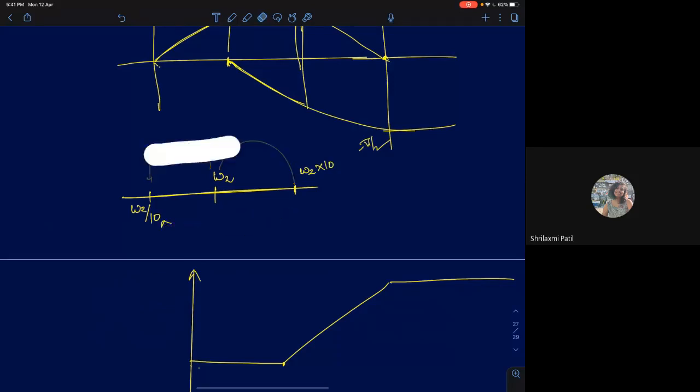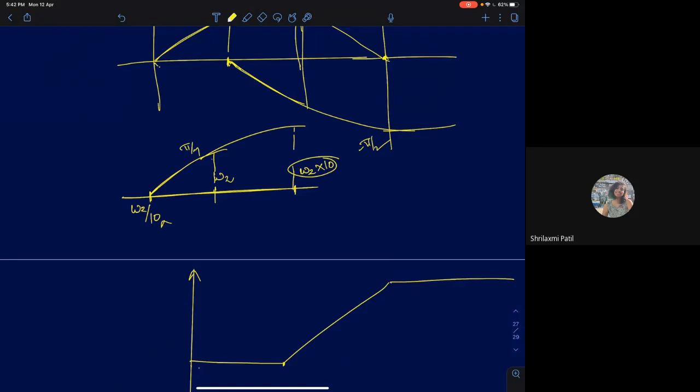So let's assume you have a left of plane 0. If you have a left of plane 0, the phase shift it will introduce a decade before, you can treat it as 0. It will slowly increase. It will reach pi by 4 here and reach pi by 2 at 10 times omega z. You should keep this in mind.